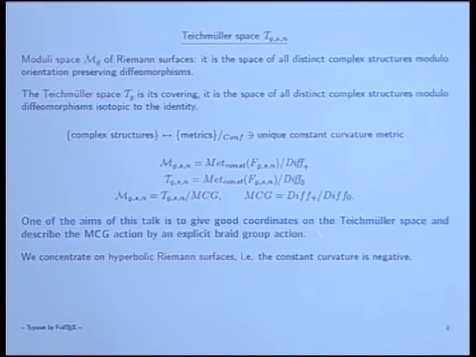The relation between the two spaces is simply that the moduli space is the quotient of the Teichmuller space by the action of the so-called mapping class group. And one of the aims of this talk today is to give a good coordinatization of the Teichmuller space and describe the action of the mapping class group explicitly by an action of the braid group. And I'm going to focus on hyperbolic Riemann surfaces.